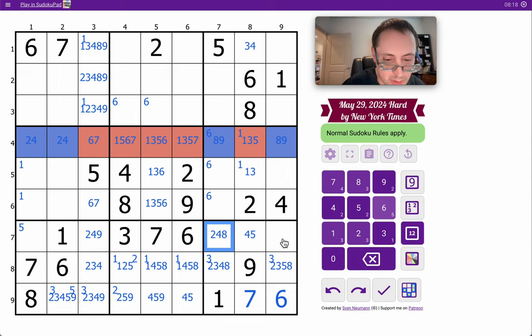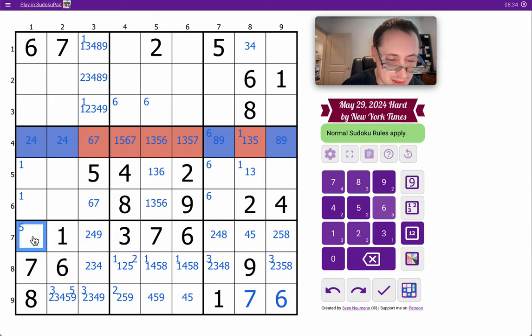But not 5 or 3. This one could be 2, it can't be 3 or 4, it could be 5 or 8. Okay, 2, 3, 4, 5, 8 form a quintuple in box 9.